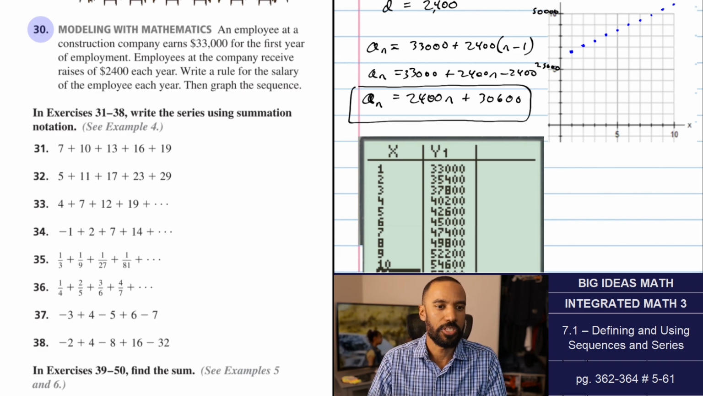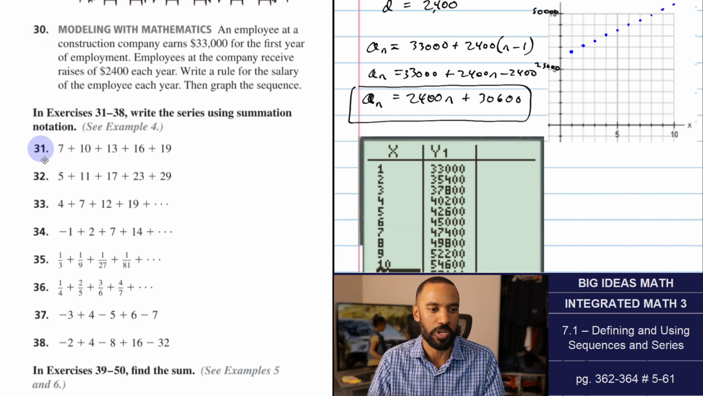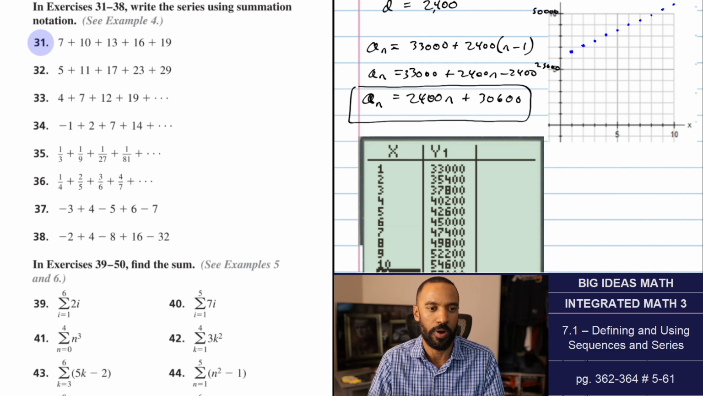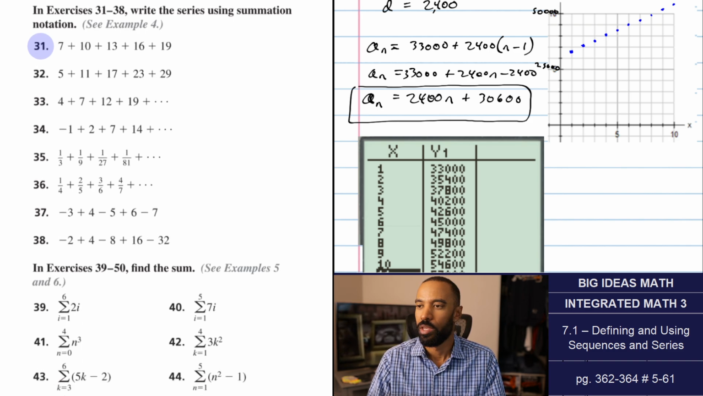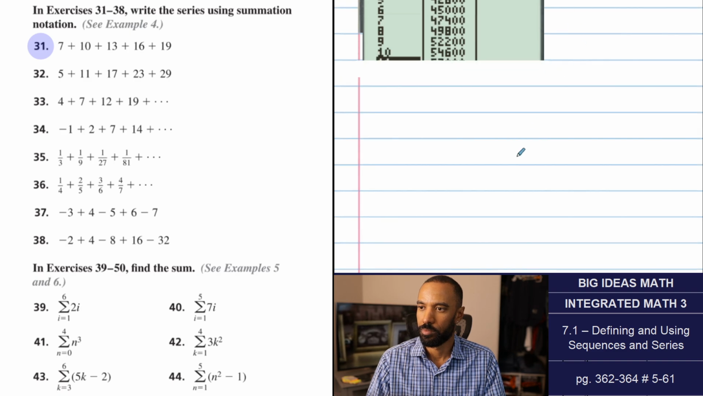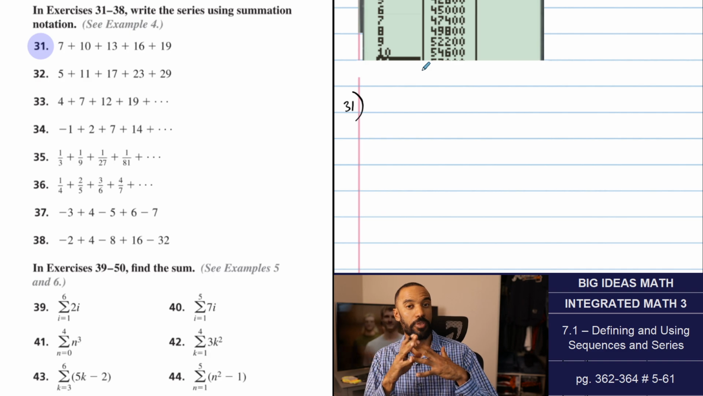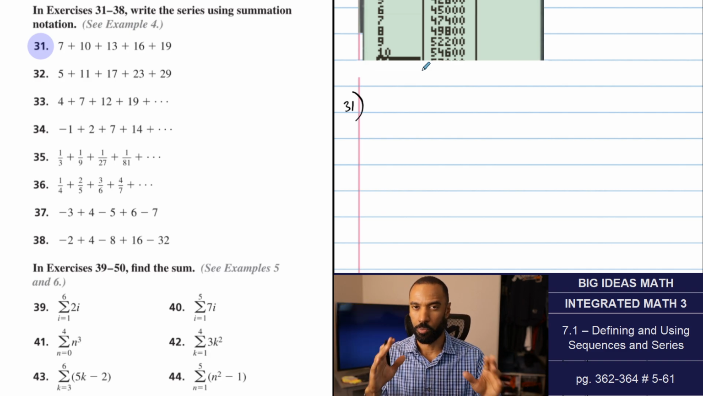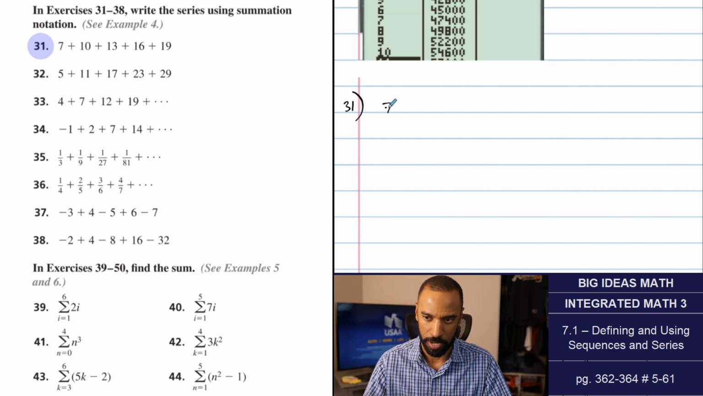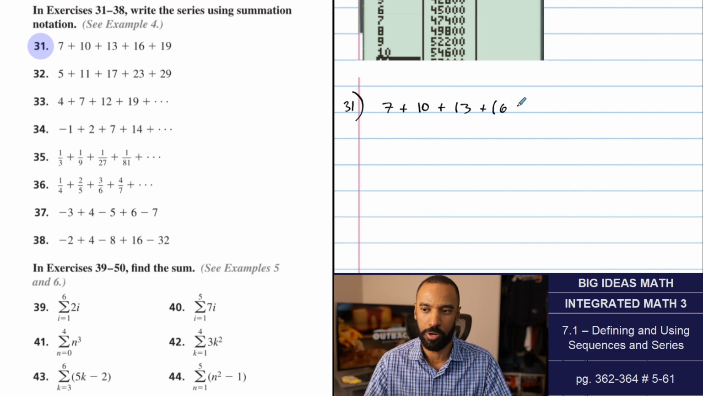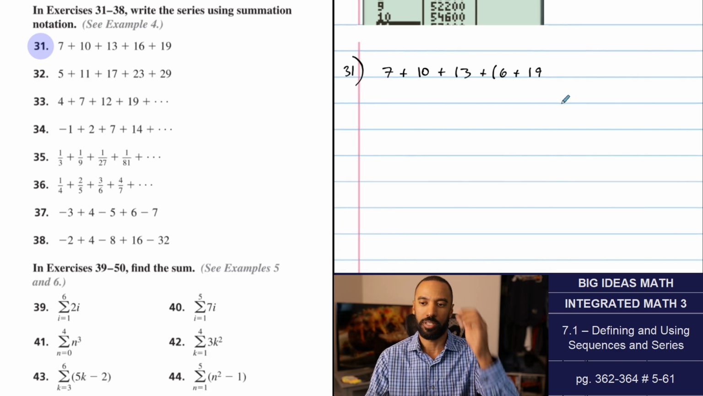Okay. Write the series using summation notation, which is also sigma notation, on numbers 31 to 38. Okay, so, excuse me. Our goal is twofold. Come up with how many terms there are, and come up with a rule for each individual term in this set. They're not asking you to evaluate this result. That would be actually pretty easy to do for this one. But they're not actually asking you to come up with a result.